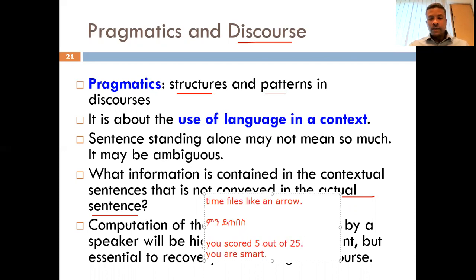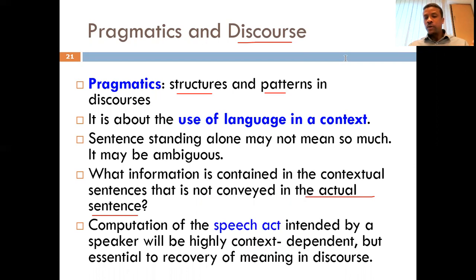25, and after that I say, oh you're smart, but do I mean that you are smart? No, it doesn't mean that. So pragmatics is concerned about getting information beyond the sentence. So we are trying to identify information that is not conveyed in the sentence. That's why we say it is concerned about the use of language in a specific context. And the context is the sentence itself, right? You see, the previous conversation is what we call the context.